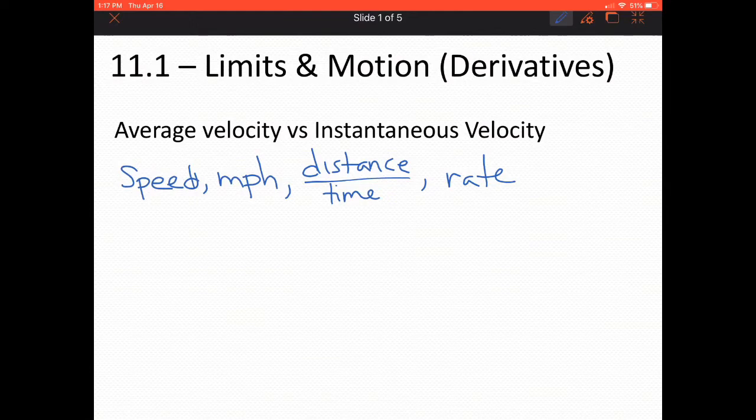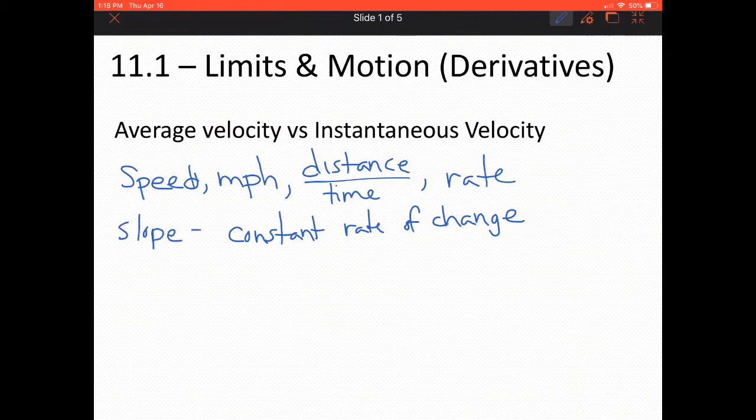A lot of times we think about what our average velocity was. What did we average for our speed on this trip? And then we say, oh, my average speed was 70 miles per hour. That was our constant rate of change. Okay, so it was still a rate, but a constant rate because we're talking about it for the whole trip, our average. When we talk about constant rate of change, we're actually talking about a slope.